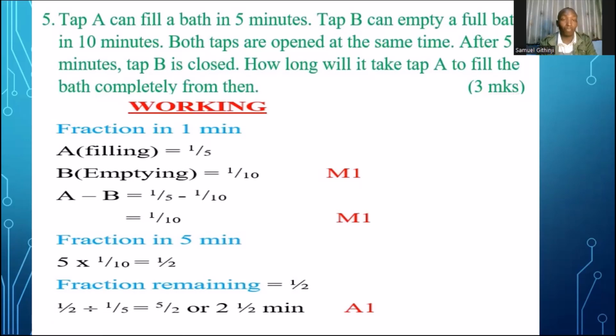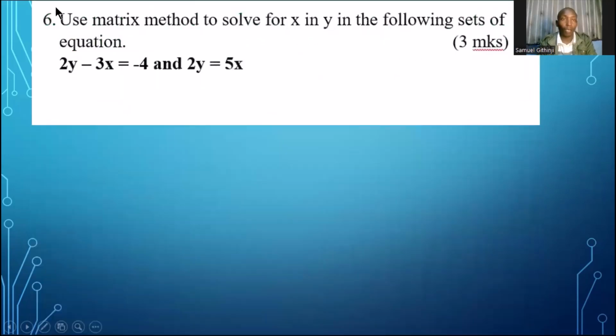Most of the students tend to be confused. You go finding the LCM. Not necessary. That is how you approach question number 5. Question number 6, a question on application of matrix. Yes, my student, you're supposed to solve the pair of simultaneous equations that you're given.